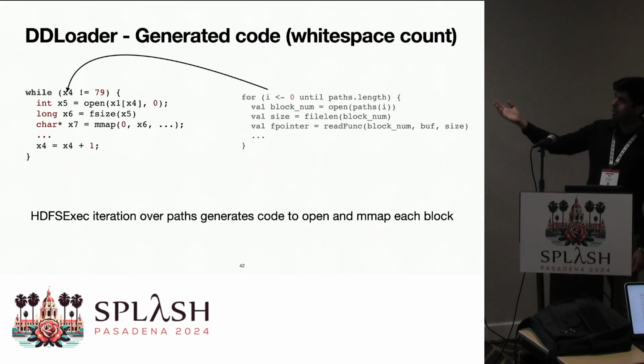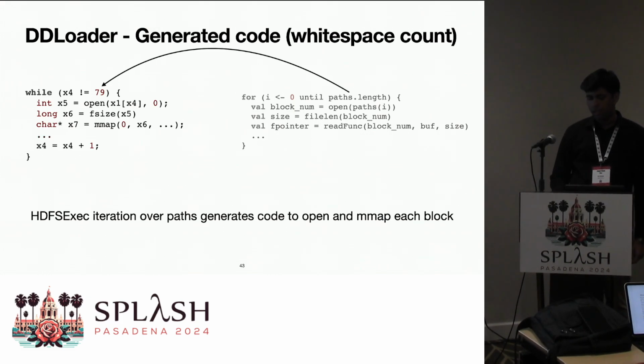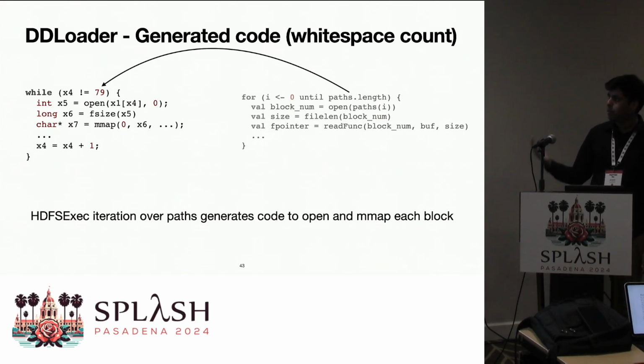Then the user-written code to iterate over each of the blocks also generates corresponding C code. And we can see that the x4 variable that has been generated is basically the iteration variable i. 79 corresponds to paths.length, or the number of blocks that make up this particular HDFS file that we are operating over. And similarly, x5, x6, and x7 are variables that are used to load the HDFS block from the underlying file system.